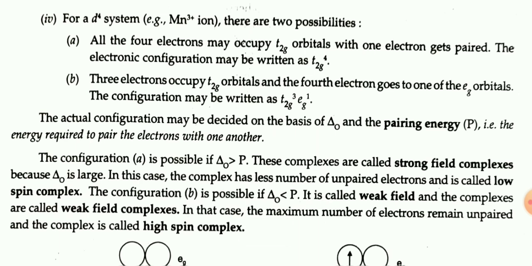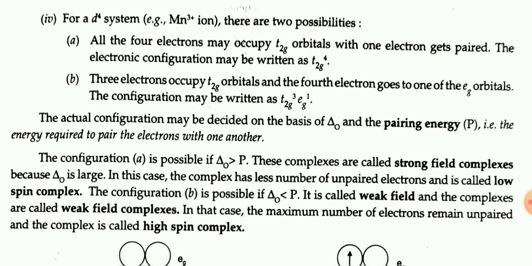A. All the 4 electrons may occupy t2g orbitals with 1 electron getting paired. The electronic configuration may be written as t2g^4. B. 3 electrons occupy t2g orbitals and the 4th electron goes to one of the eg orbitals. The configuration may be written as t2g^3 eg^1.